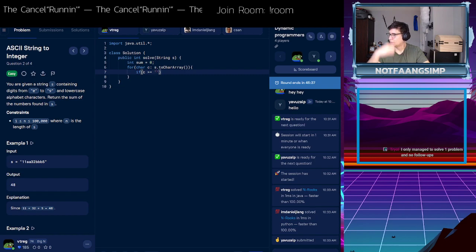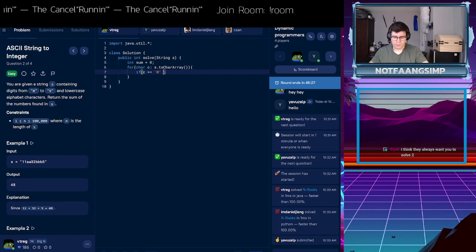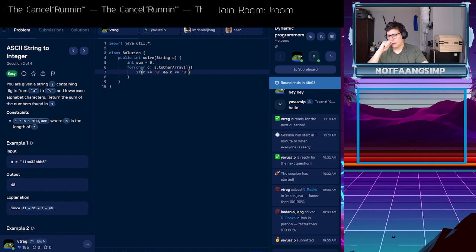Only managed to solve one problem and no follow-ups. Ooh, yeah, no. I think they always want you to solve 2. Honestly, from what I remember from mine, I think there was one behavioral and then 4 technicals. For the first technical, I couldn't even solve the first problem. Second one, I did well on that one. Third one, I did such a terrible solution, and I solved it, but it was bad, and I didn't even get the follow-up. Fourth one, I did the problem, didn't get the follow-up, but I heard back. So, you know, there's always a chance that you hear back.